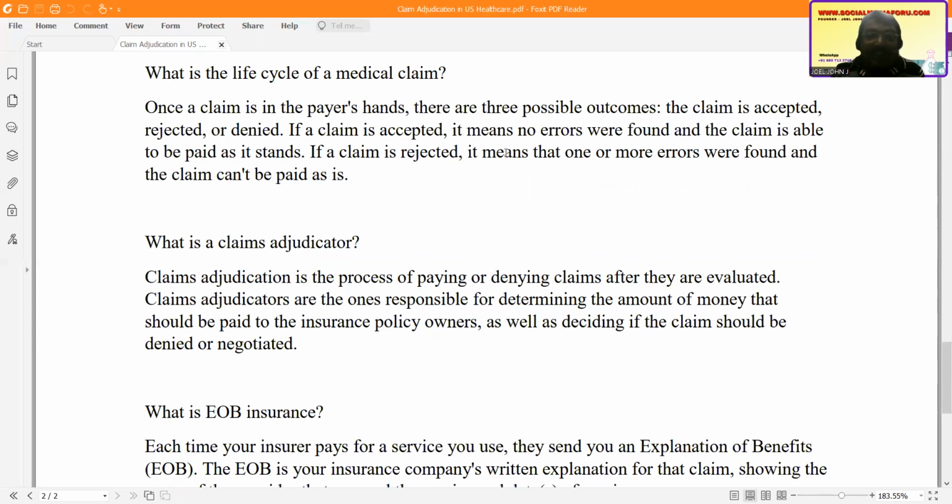So I will again explain this fully. I have explained this to you already as well. Once it goes to the insurance, they can fully accept it, reject it, or deny it. If the claim is accepted, it means there are no errors. If there are no errors, they will accept it. If it's rejected, it means one or more errors were found and the claim cannot be paid as is. So the claim can be partially paid. So that's the term there.